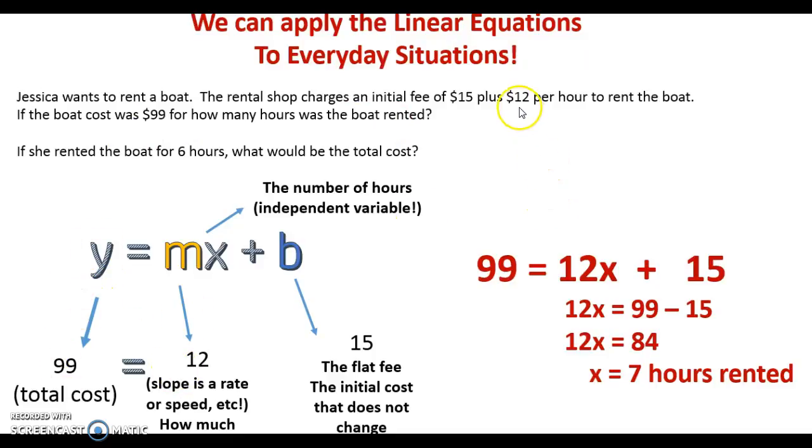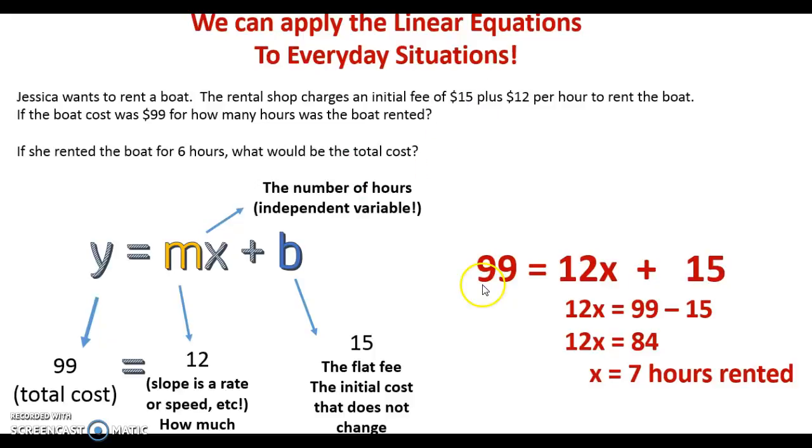12 is kind of like your variable. It's $12 per hour, so depending on how many hours you have it, it's going to be 12 times that. So your m is going to be 12. That's going to be a rate. So $12 per hour, or it might be like 3 miles per day. It's some kind of rate. That's what you always plug in for m. And then the flat fee always goes in for your b. That's what doesn't change. So here you have an initial flat fee of $15.